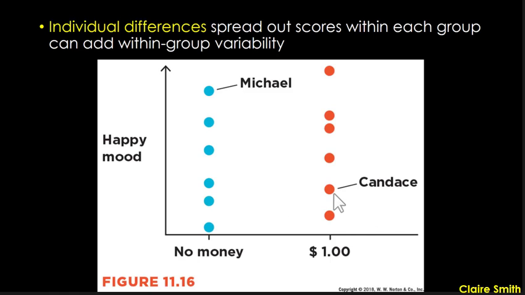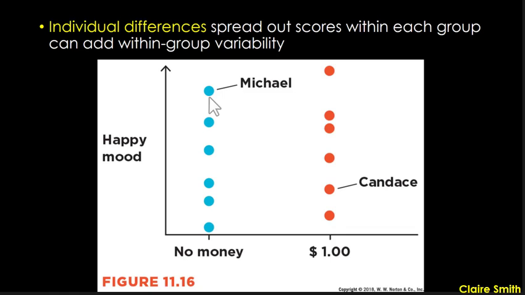So maybe Candace over here is just bah humbug, sad, mad all the time. Even though she received money and is happier than she normally would be, she still is significantly less happy than a lot of people who didn't get money, right? And Michael is crazy and always happy for no reason, right? So even though he didn't receive money, he seems happier than a lot of people who did receive money just because he's naturally a happy-go-lucky person. So individual differences in your participants can obscure our results.